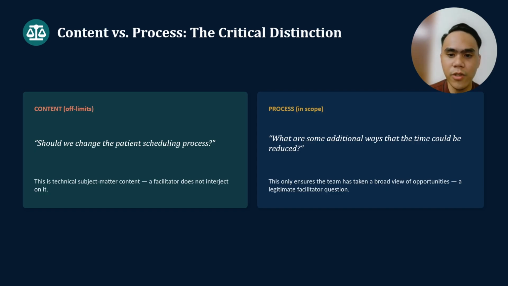The reason this distinction matters so much comes back to the marginal role concept from the previous slides. The moment a facilitator starts offering content opinions, they stop being a neutral process guide and start being a participant with a stake in the outcome, which undermines the team's ownership of its own decision. This is generally one of the hardest disciplines for a new facilitator to maintain, especially if they happen to have real expertise in the subject matter being discussed. The temptation to jump in with a technical opinion can be strong, and resisting it is precisely the job.